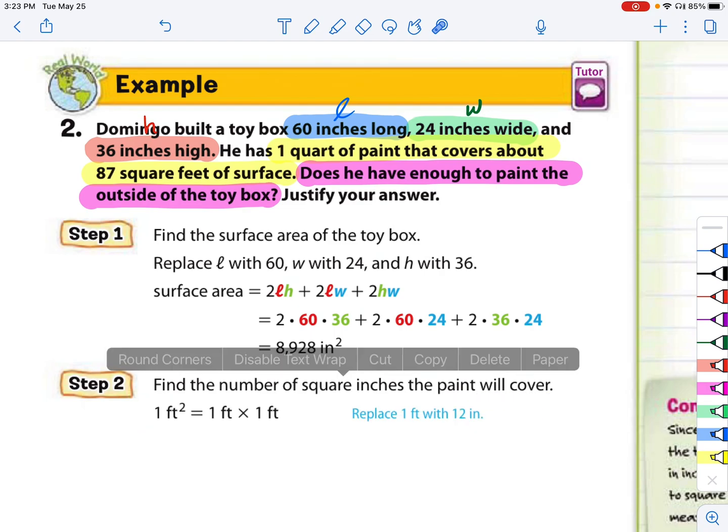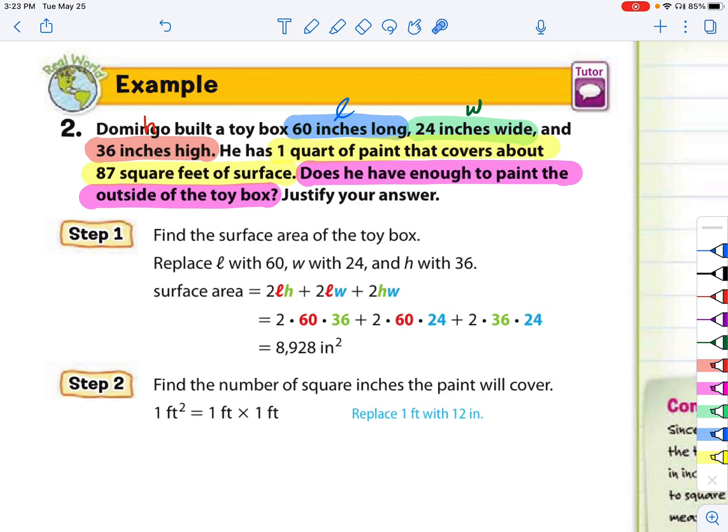We know for a fact that 1 square foot is equal to 1 foot times 1 foot. That's 1 square foot. So 12 inches by 12 inches is actually the conversion, because 1 foot is equal to 12 inches. So 1 foot by 1 foot is the same as 12 inches by 12 inches. So basically, 1 square foot is actually equal to 144 square inches. So first, we converted it to inches. Why?